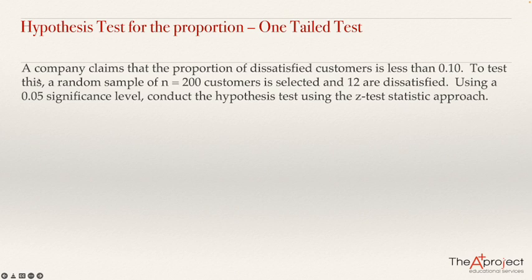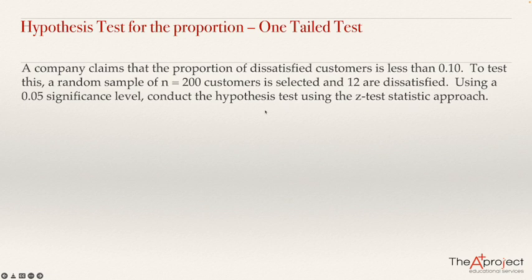The problem says, a company claims that the proportion of dissatisfied customers is less than 0.10. To test this, a random sample of n equal 200 customers is selected and 12 are dissatisfied. Using a 0.05 significance level, conduct the hypothesis test using the z-test statistic approach.